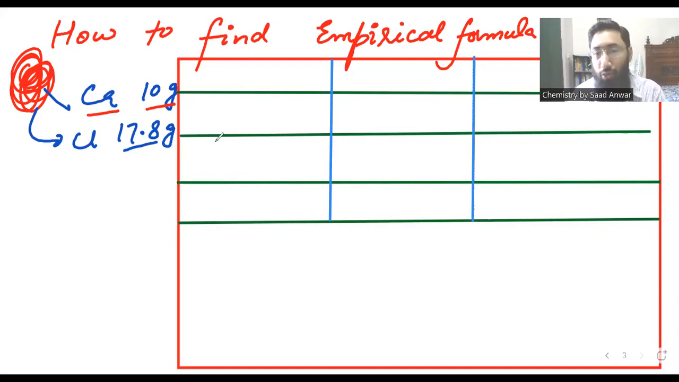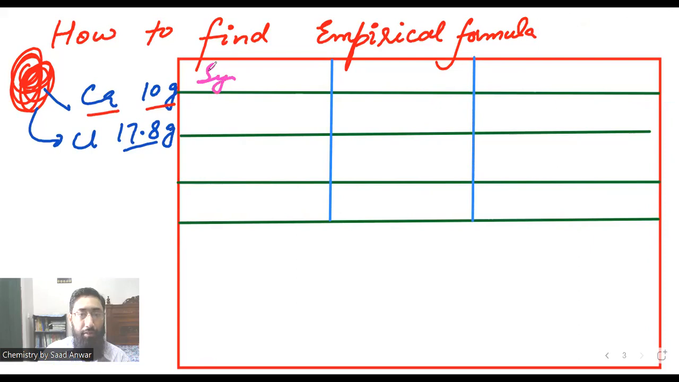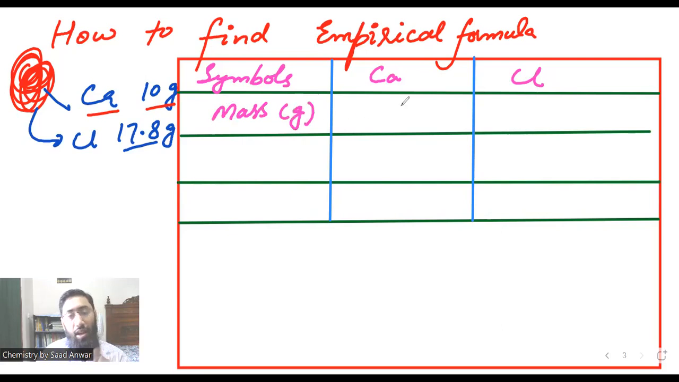The first step to find the empirical formula is to write the symbols of the elements. For calcium, the symbol is Ca. For chlorine, the symbol is Cl. The second step is to write the mass in gram, which is given in the question. The mass of calcium given in the question is 10 gram, and the mass of chlorine is 17.8 gram.